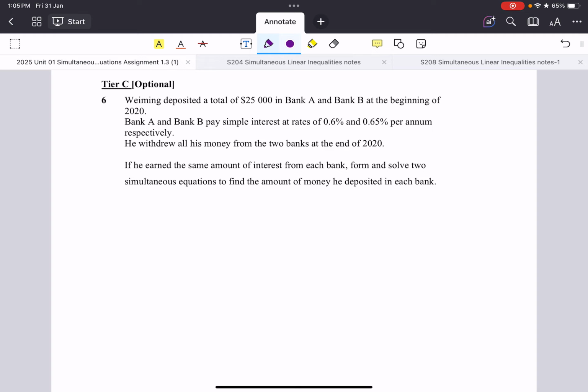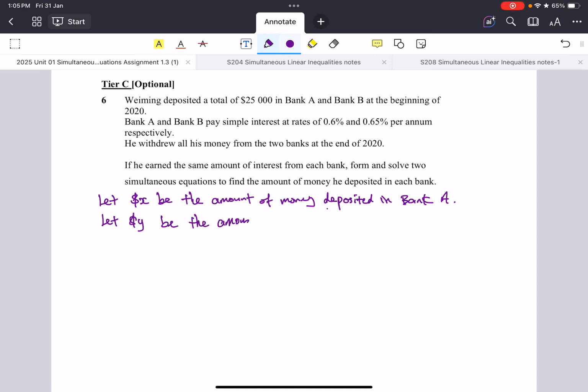Okay, so we're going to start by defining a variable, of course, right? So we're going to go let x dollars be the amount of money deposited in Bank A, and let y dollars be the amount of money, oops, my handwriting is getting bad, money deposited in Bank B.